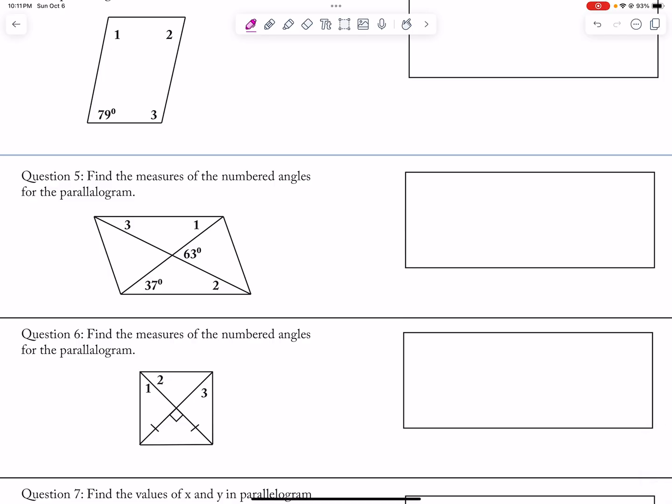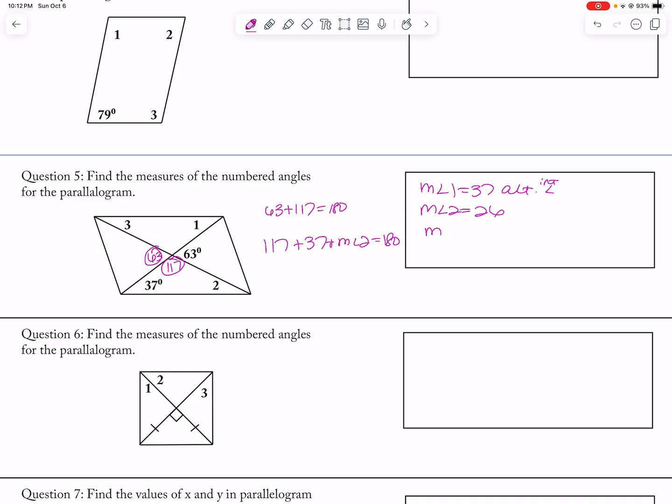All right, moving right along to question 5. So this is 63. This is also 63. That makes, let's see, 117 is this angle here, because 63 plus 117 has to equal 180. So then if that's 117, then 117 plus 37 plus measure of angle 2 is equal to 180 degrees. So let's see. So measure of angle 1 is equal to 37. That's alternate interior angles. And then measure of angle 2 is equal to 26. And then measure of angle 3 is also equal to 26 by alternate interior angles.